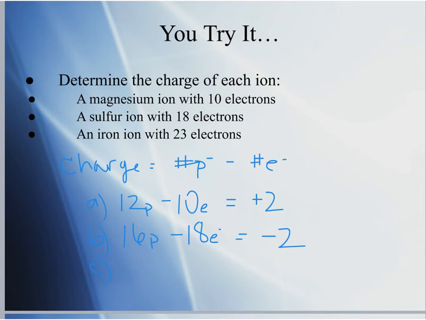All right, last but not least, iron is number 26 on the periodic table. So that means it has 26 protons, and in this particular ion of it, it has 23 electrons. So 26 minus 23 is a positive 3. So that means it has 3 more protons than electrons. So it lost 3 electrons here and has become a positive charge. Okay, so that's how we're going to figure out the charges: the number of protons minus the number of electrons.